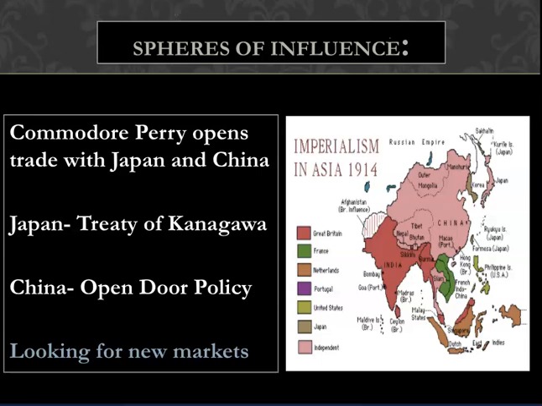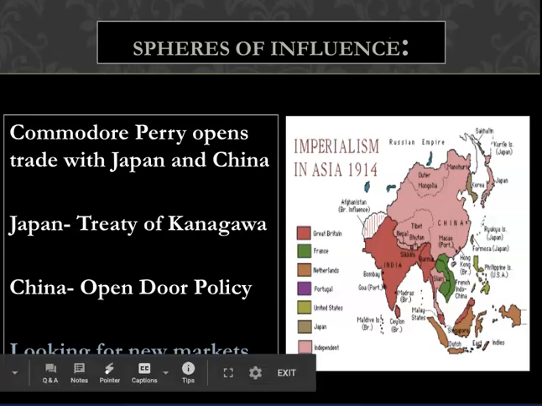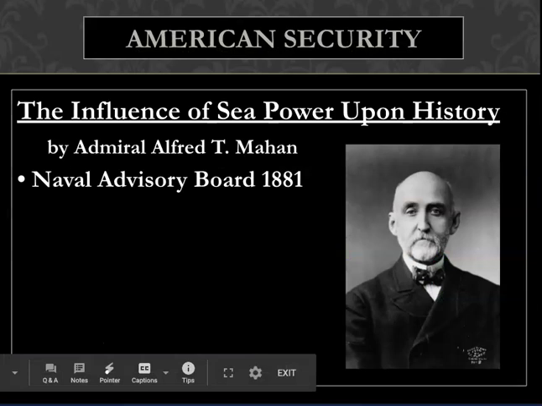So why is the United States interested in Japan and China when they're on the other side of the world? It's because the United States is looking for new markets. We're starting to trade in South America, but we're also looking to expand across the Pacific Ocean. We also have access now to a much larger Navy.